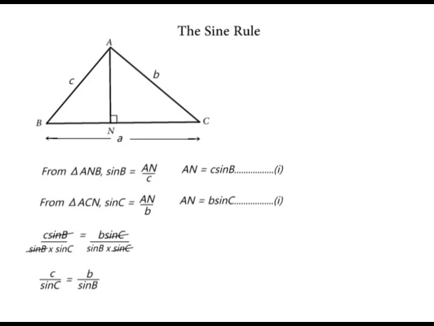It follows that A over sine A is equal to B over sine B and is equal to C over sine C. This is the sine rule, and it can be used to calculate the sizes of angles and sides of triangles.